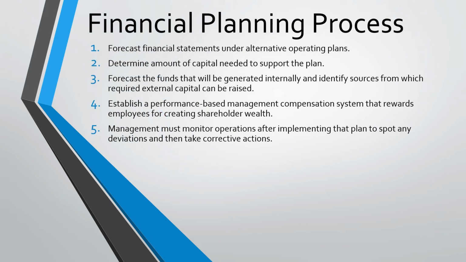I've listed down the planning process. First, you have to consider the forecast financial statements under alternative operating plans. Second, determine the amount of capital needed to support the plan. Third, forecast the funds that will be generated internally and identify sources from which the required external capital can be raised. Fourth, establish the performance-based management compensation system that rewards employees for creating shareholder wealth. And the last is the management must monitor operations after implementing that plan to spot any deviation and then take corrective action.